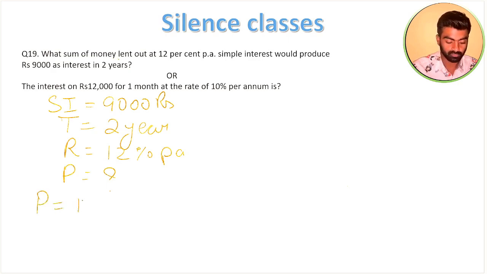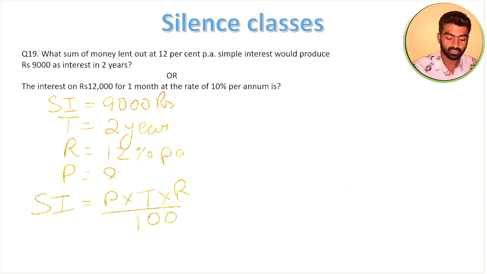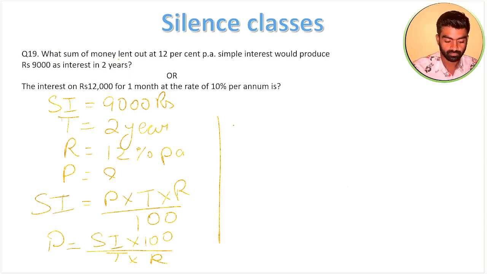So to find the principal, what is the formula? Simple interest SI is equal to P into T into R upon 100. We have to find P, so I'll keep P over here and move the rest of the things to the left hand side. So P is equal to SI into 100 upon T into R. By using this particular formula I can solve this question. So I will put the values now. P is equal to 9,000 multiplied by 100 upon time is given 2 multiplied by rate is 12. 2 ones are 2.